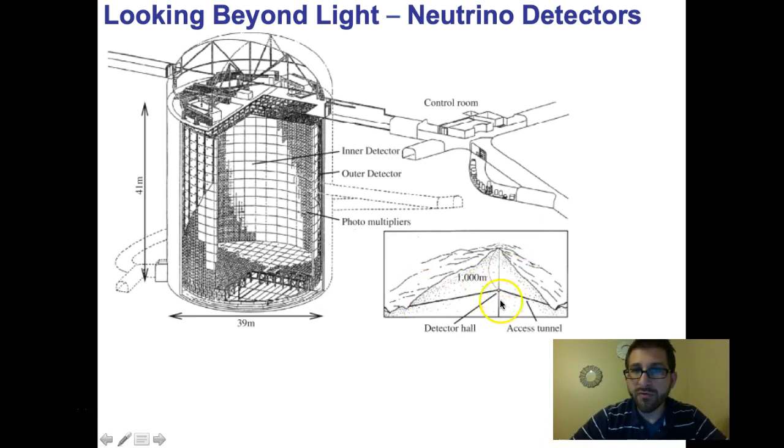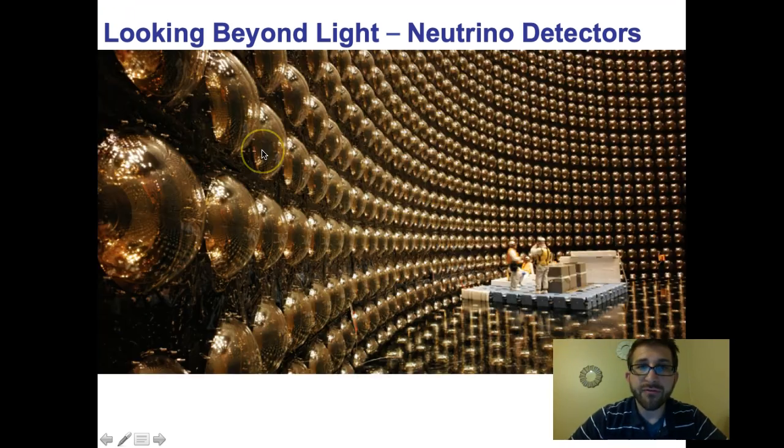So what we do is we build our systems for neutrino detectors deep, deep underground. And this particular one is found in Japan. And so they have a mountain. It's about 1,000 meters high, and deep, deep below the mountain, we've got an access tunnel drilled in. A detector hall is found right in the middle, and they have these photo detectors, these light sensors.